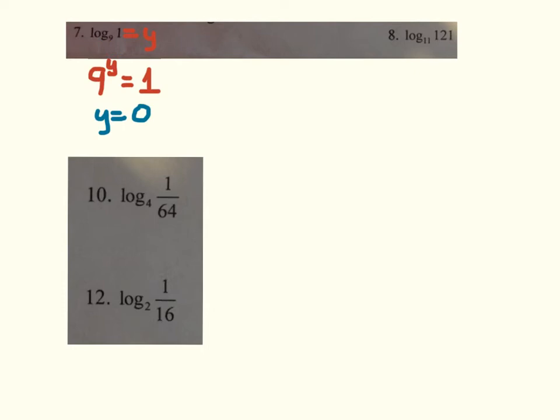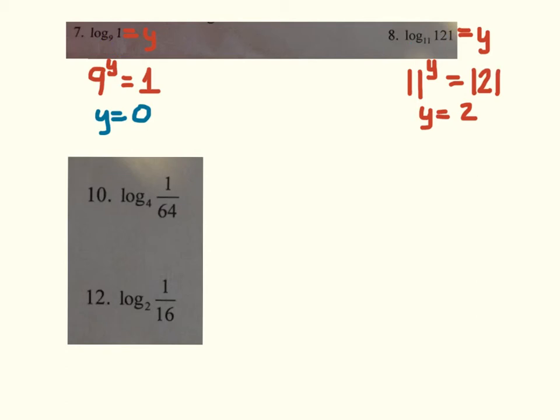Let's try number 8. Again, I want to know what this evaluates to. What does it equal? I'm just going to set it equal to y. The base of that log becomes the base of my exponent. Cross over the equal sign, and come back in front of the base. So this is in logs, and I'm going to change it to exponents. 11 to the y equals 121. Well, 11 to what power equals 121? y is going to have to be 2.